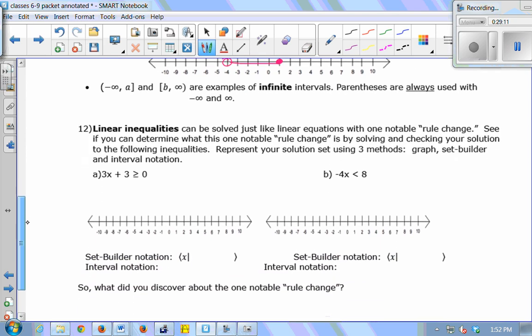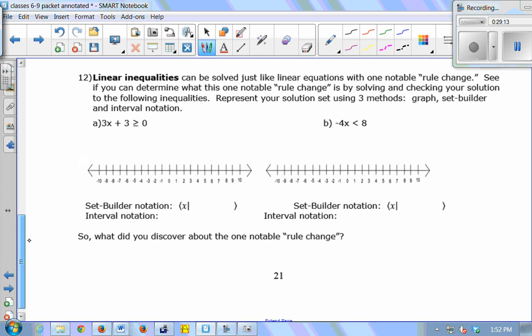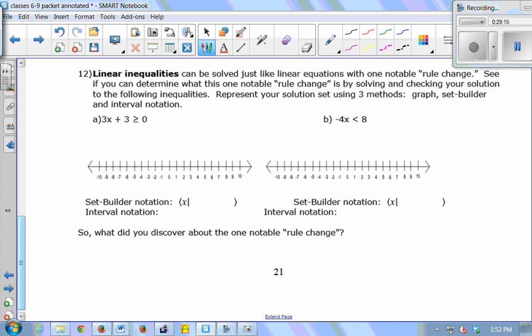All right, so now that we have this interval notation, we can use it in a really handy way when we're solving linear inequalities. So linear inequalities are solved just like linear equations. You do the exact same steps that you would do if this was an equal sign as opposed to a greater than or equal to sign, except for one rule change. Anybody know what the rule change is? It has to do with negatives.